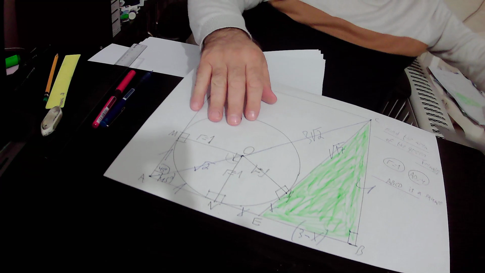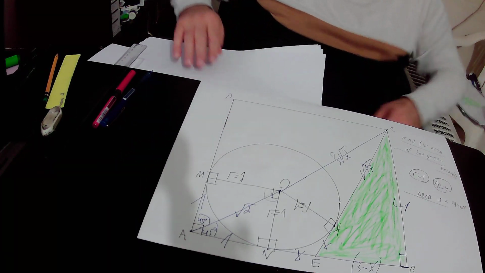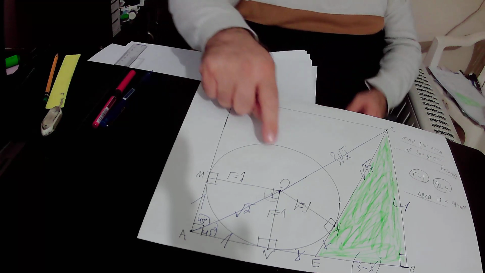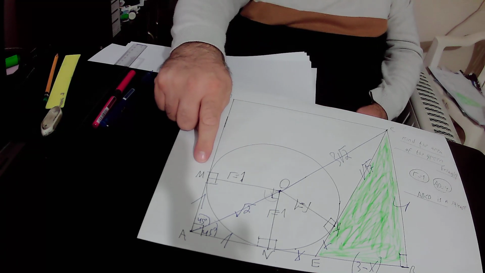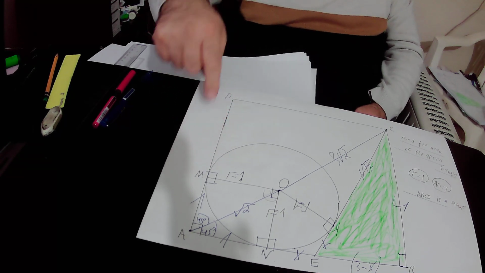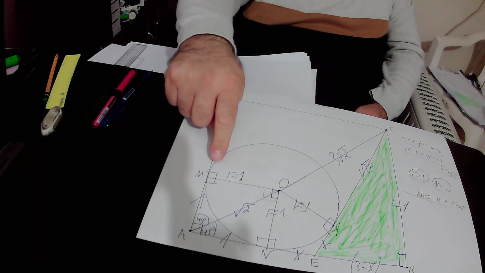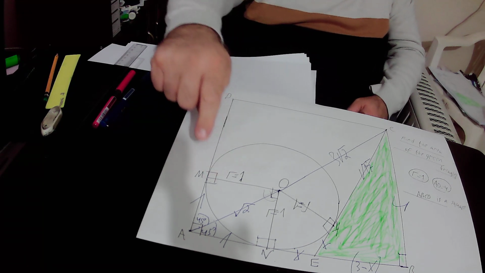We implemented rule number 1 in our drawing. In our drawing we have this radius that is drawn to the point of tangency, that is to say drawn to point M. Therefore the tangent AD will be perpendicular to this radius, that is to say this angle equals 90 degrees and this angle also equals 90 degrees.